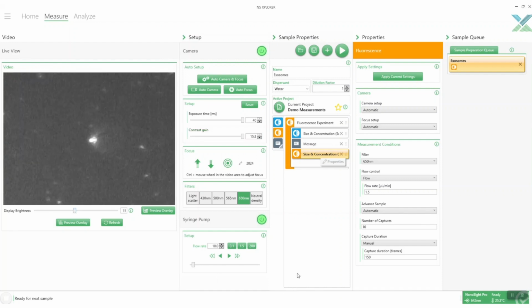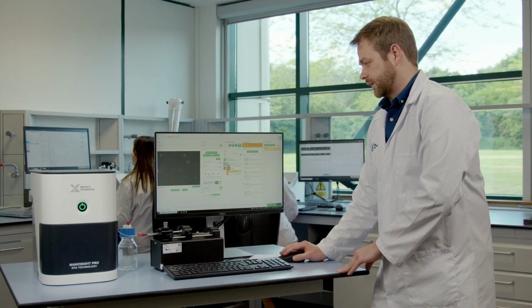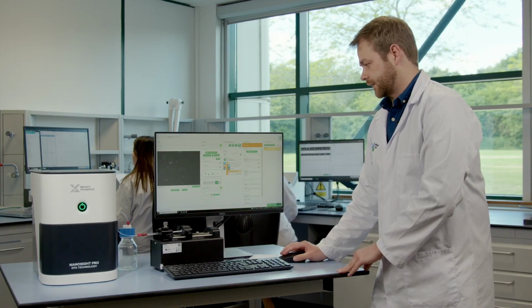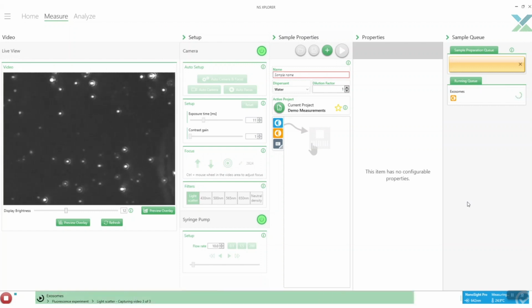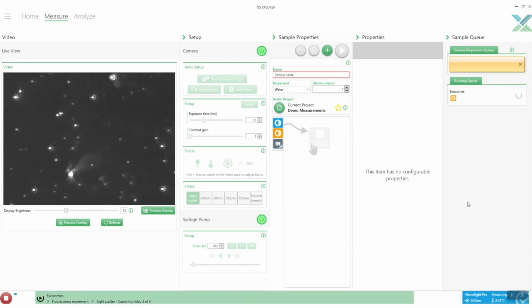Now that we're happy with those settings, we can again click Apply Current Settings, which puts them all in here. Now we're just going to change our number of captures down to 3, and then we can click play, and the measurement will run. Now it's going to start capturing. You see this green progress bar going along, and it will go through 3 of those captures.